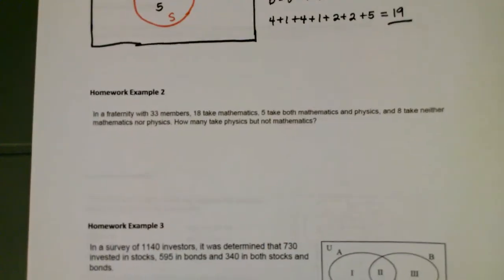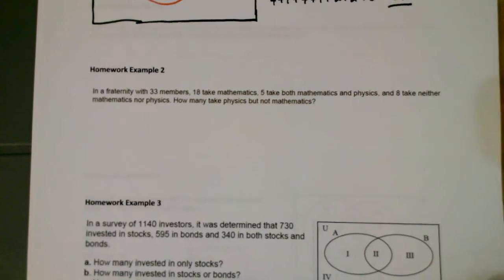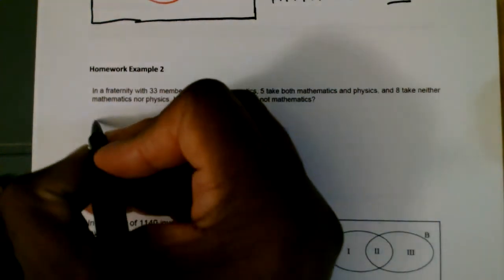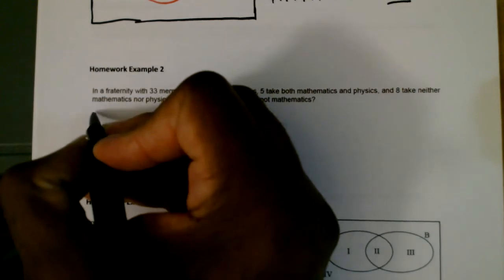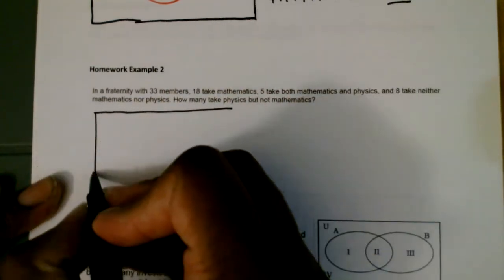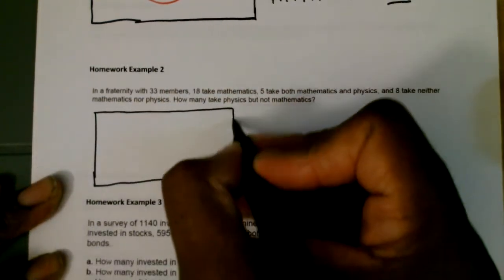Okay, here's another homework example. In a fraternity with 33 members, 18 take mathematics, 5 take both mathematics and physics, and 8 take neither mathematics nor physics. How many take physics but not mathematics? Okay, so here we can draw a Venn diagram to see what's going on here.